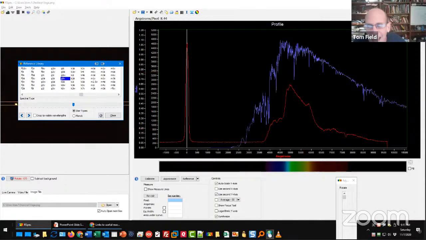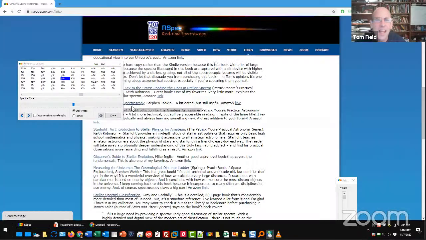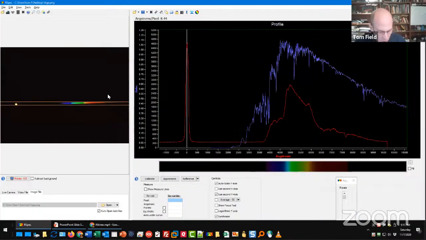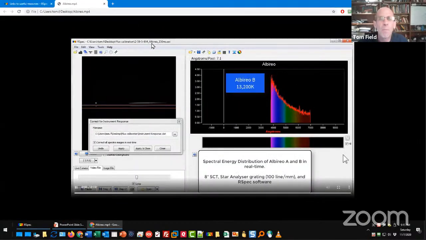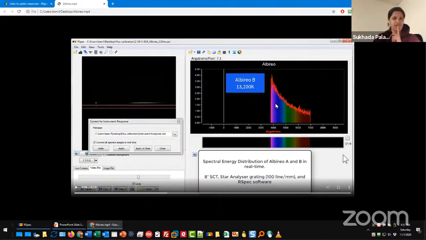So using that information, here's a video that I made a few years ago of Albireo A and B. And we're actually correcting the curve for our camera. So that is the Planck curve for Albireo B. Notice it's a really hot star. It's 13,000 degrees Kelvin, so most of the energy is in the blue end of the spectrum, the hotter end of the spectrum.